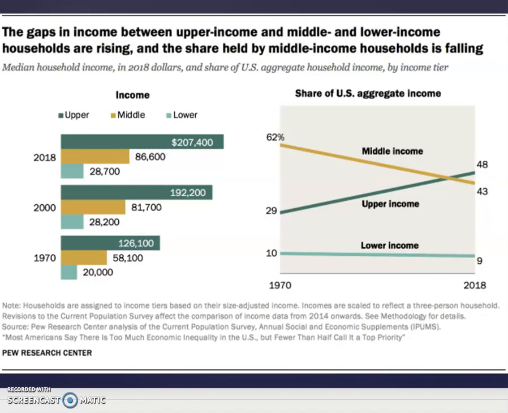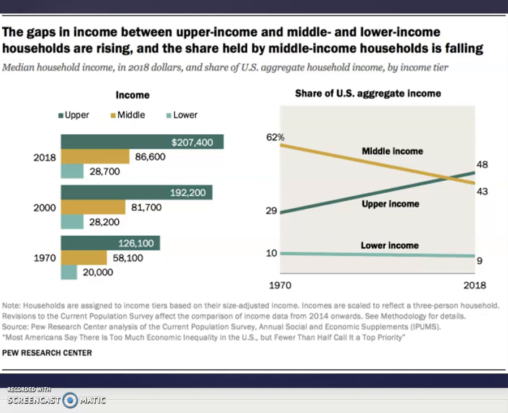The gaps in income between upper income and middle and lower income households are rising, and the share held by middle income households is falling. And so you can see this trend as of 2018 dollars in share of the overall US aggregate wealth.